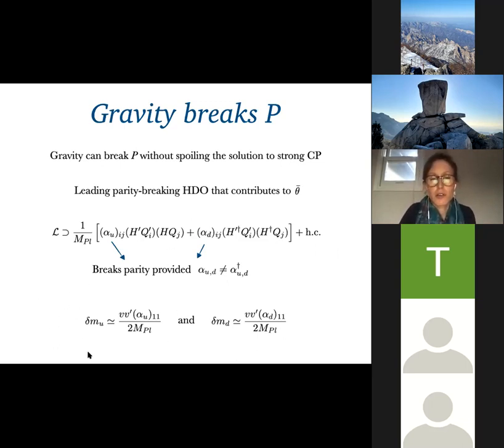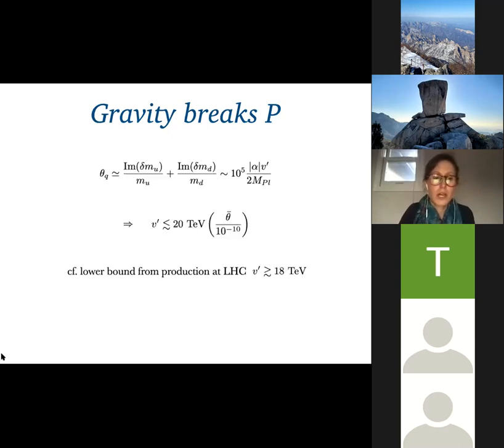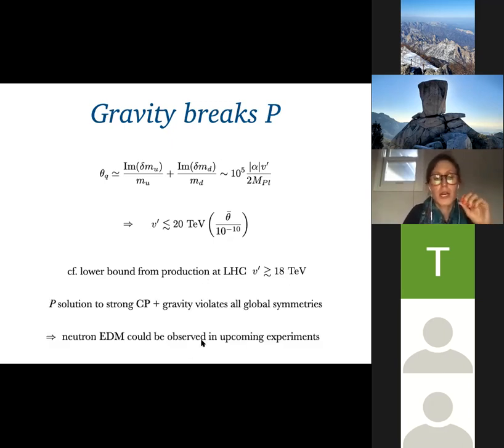In particular, the leading contribution to theta bar quantitatively comes from the correction to the masses of the up and down quarks. So overall, the contribution to theta bar is of this form, where mod alpha here refers to the typical size of the coefficients of these higher dimensional operators. So if these coefficients are order one, then not spoiling the solution to the strong CP problem sets an upper bound on the parity breaking scale of around 20 TeV, which is compatible with the lower bound from the direct production of W prime and Z prime gauge bosons that, as we discussed earlier, is currently around 18 TeV. So even an order one breaking of parity by gravitational effects will not spoil these solutions to the strong CP problem.